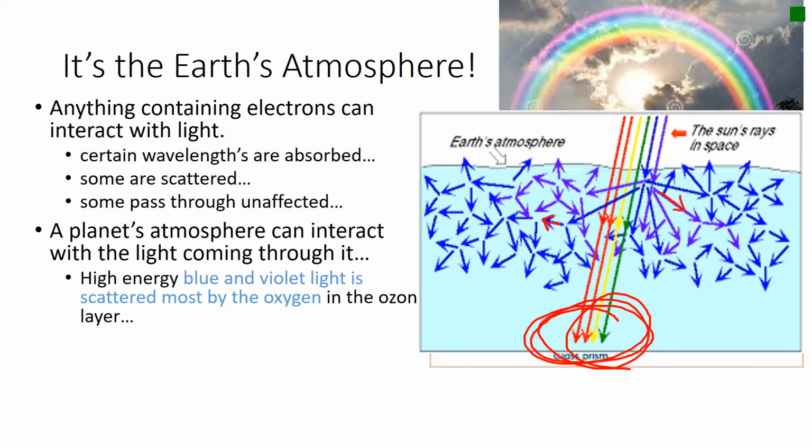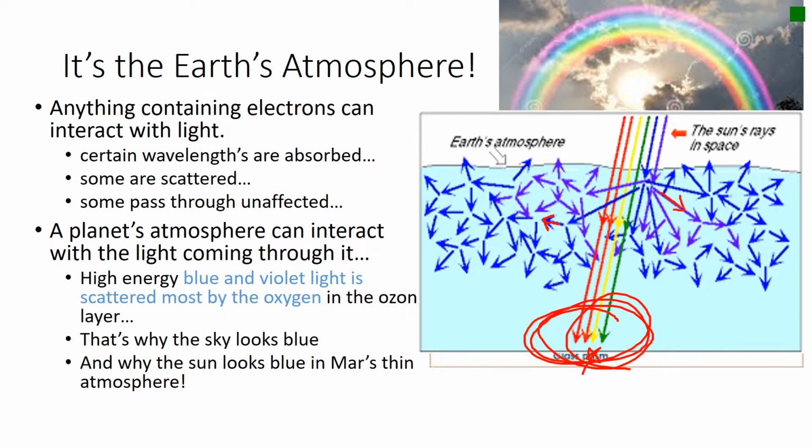And so that's why you're able to get those reds and oranges and yellows and greens, and more often than not, that's why the sun looks yellow down here on the surface of the planet: that yellow light was able to make it through the Earth's atmosphere relatively unscathed.